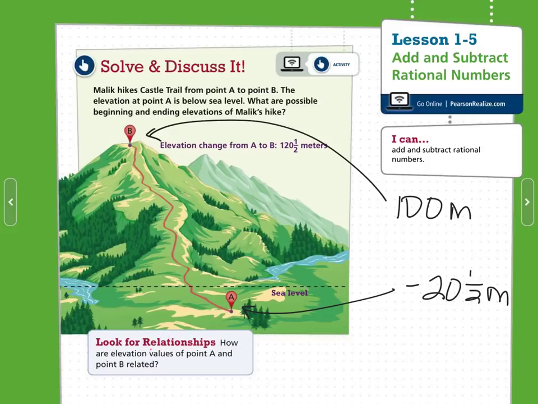Since A is below sea level, I made A negative 20.5 meters. And since B is above sea level, I made B a positive 100 meters. Now you might be thinking, well, how do those add up to be 120.5? Remember that this would be a subtraction problem, and the difference between those two distances is 120.5 meters.